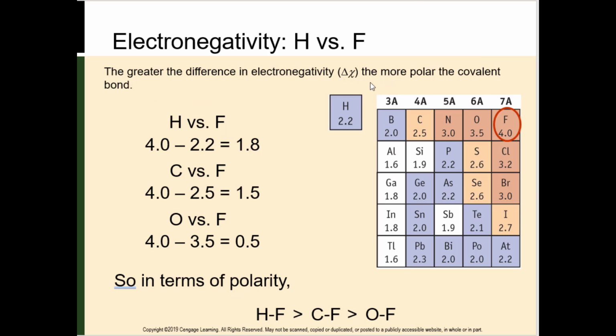Let's look at the difference in electronegativity for 3 different compounds. If we compared HF versus CF versus OF, again, we're just going to subtract all of these values from one another. And then we can rank them. In terms of polarity, the most polar would be the greatest number, 1.8. So HF would be the greatest. The next one further down is CF, and then the next one even further down, 0.5, would be OF. So all we're doing is looking at the difference in electronegativity. The greater it is, the more polar the bond is.